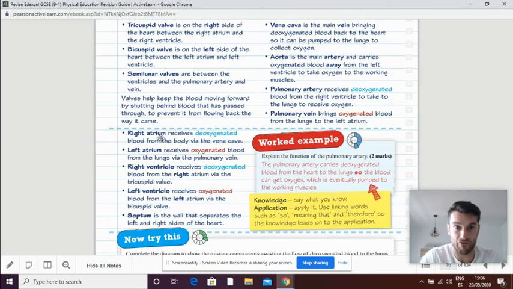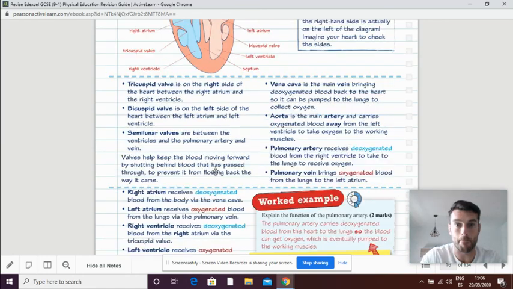Scroll down a little bit. We have the right atrium receives deoxygenated blood. The left atrium receives oxygenated blood. The right ventricle, deoxygenated, and the left ventricle, oxygenated blood. And the septum is the bit in the middle here.